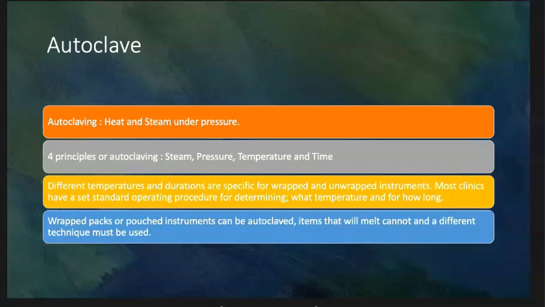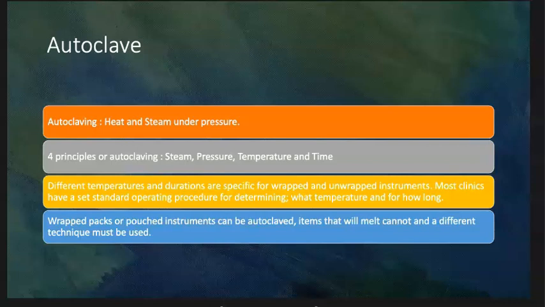A standard sterilization method for surgical packs is 250 degrees Fahrenheit or 121 degrees Celsius for a time of 13 to 15 minutes at a 15 pounds per square inch pressure. This tends to be a standard minimum exposure time. Some clinics prefer an additional amount of time to ensure sterility.